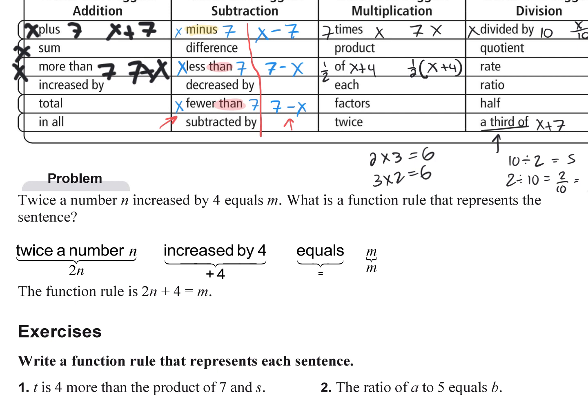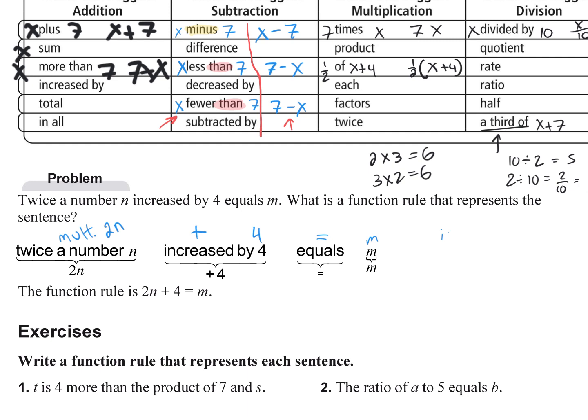All right, so for the problem, we have twice a number n increased by 4 equals m. What is the function rule that represents this sentence? So we separate it. We have twice a number n, so that's 2n. That is multiplication, so we have the 2n. Then we have increase by 4. Increase is a plus, so plus 4. Equals is just the equal sign, and then m is just the m. So if we follow that pattern, we're going to get the function at the bottom, 2n plus 4 equals m.